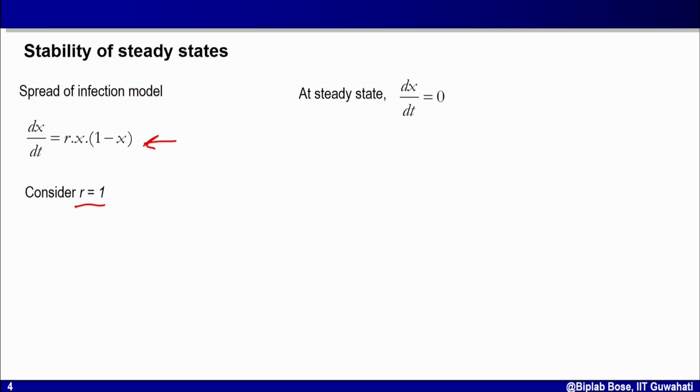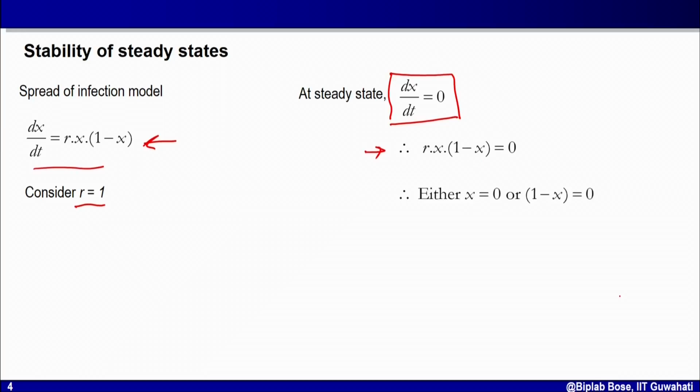Let us see. At steady state, by definition, dx/dt will be equal to 0. So at steady state, dx/dt equal to 0. That means from the ODE given here, I get r into x into (1 minus x) is equal to 0. Now r is equal to 1.